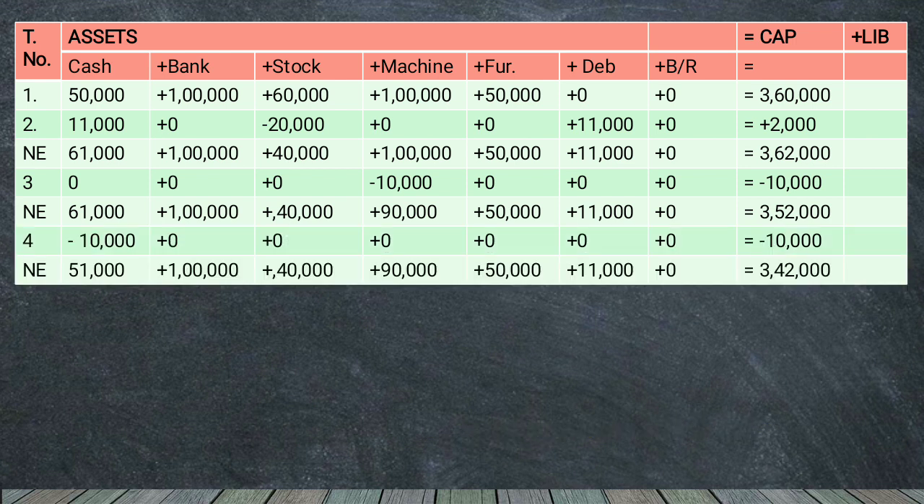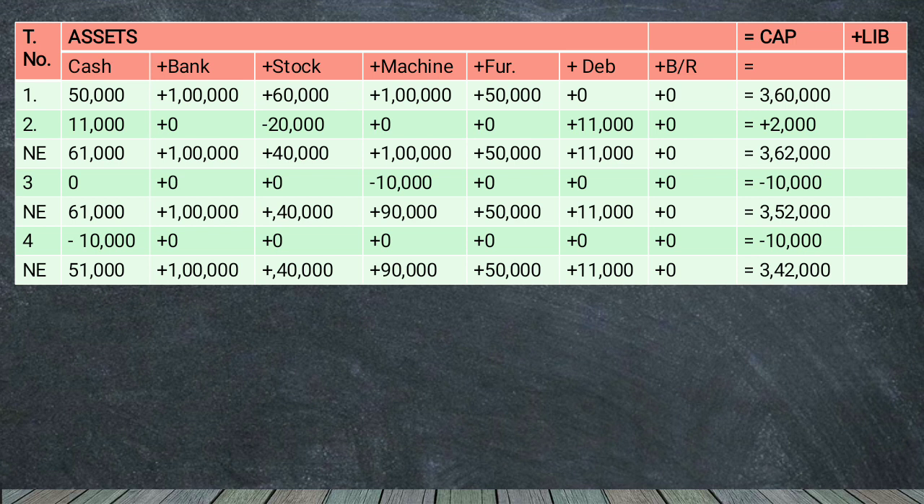Let's discuss our fourth transaction with the new equation. So in this transaction, we have withdrawn 10,000 for our personal use. So personal use, that is drawing, and drawing decreases the amount of cash as well as the capital, because drawing is also a kind of expense. So our cash will decrease by 10,000 as well as our capital will decrease by 10,000.